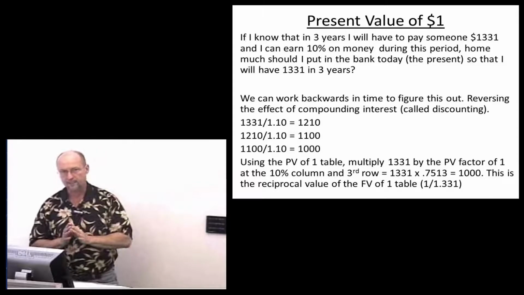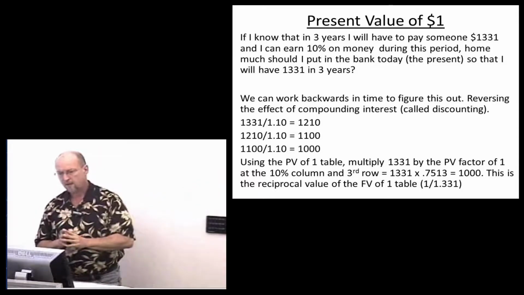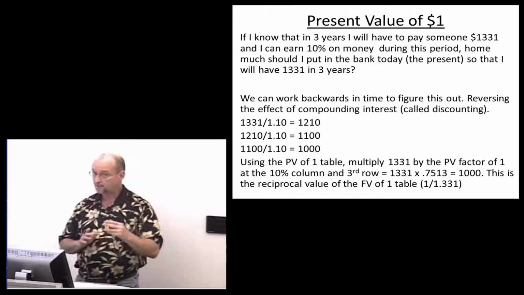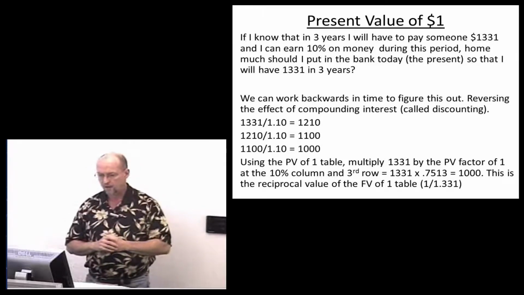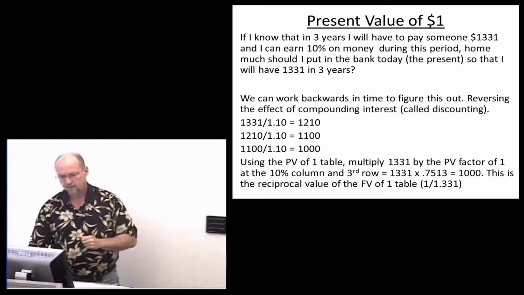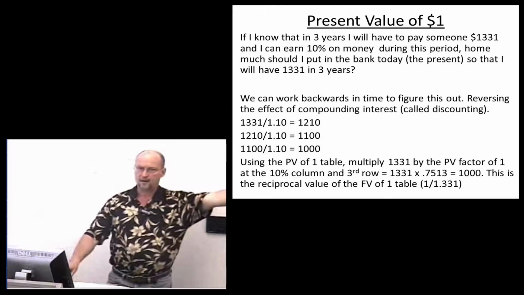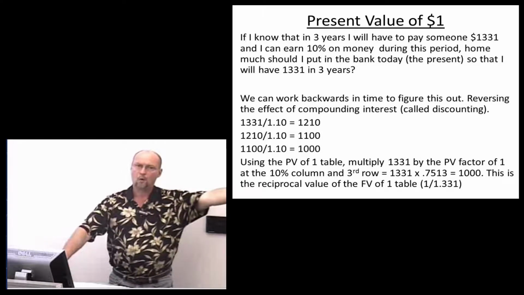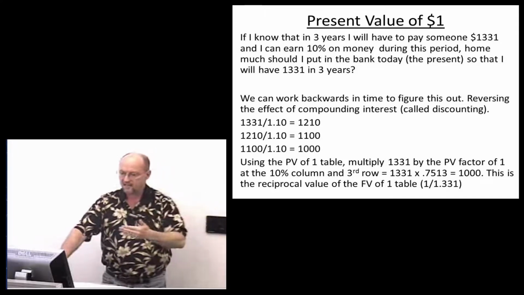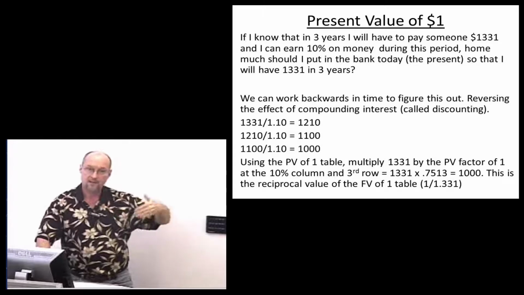That's called an annuity. Okay, so let's take a look at this example here. Present value of 1. Okay, 1331, that's from our previous example. And I want to know what I would put in the bank today. So watch what we're going to do. And these numbers should look familiar. Okay, at the end of 3 years, I would have 1331. Well, what would I have at the end of 2 years if I was earning 10%? I would have 1210. So I simply am reversing the effect of compound interest.